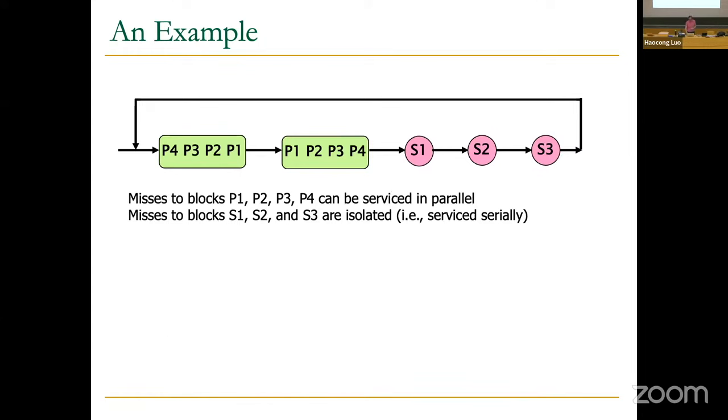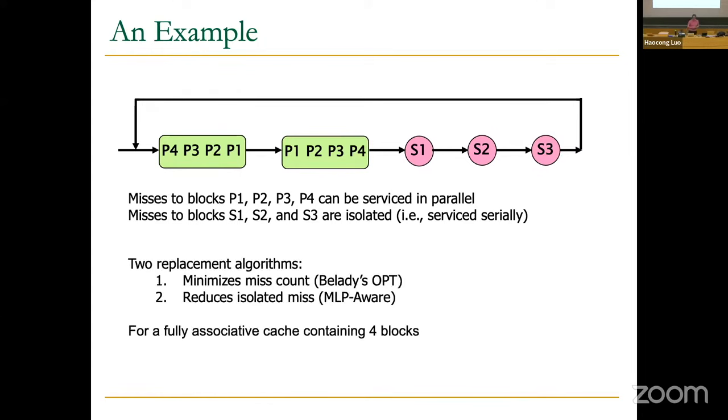Okay, now let's take a look at two replacement algorithms. One that minimizes the miss count optimally, which is Belady's optimal. If you remember, Belady's optimal replacement policy replaces the block that's going to be referenced furthest into the future. And that's why it's optimal. You can prove it. And we're going to also look at an MLP-aware policy, as we call it, that actually targets these isolated misses and tries to keep them in the cache. Tries to keep blocks S1, S2, and S3 in the cache. And we're going to look at a fully associative cache containing only 4 blocks, a single set, if you will.